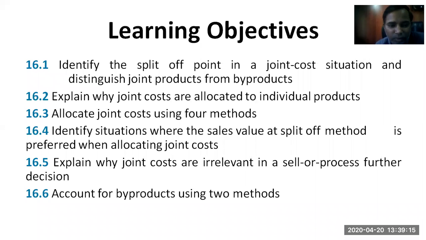Explaining why joint costs are allocated to individual products, allocating joint cost using 4 different methods, identifying situations where the sales value at split-off method is preferred when allocating joint cost, explaining why joint costs are irrelevant in sell or process further decisions, and accounting for byproducts using 2 different methods. So these are the various things that we are going to learn from this chapter.